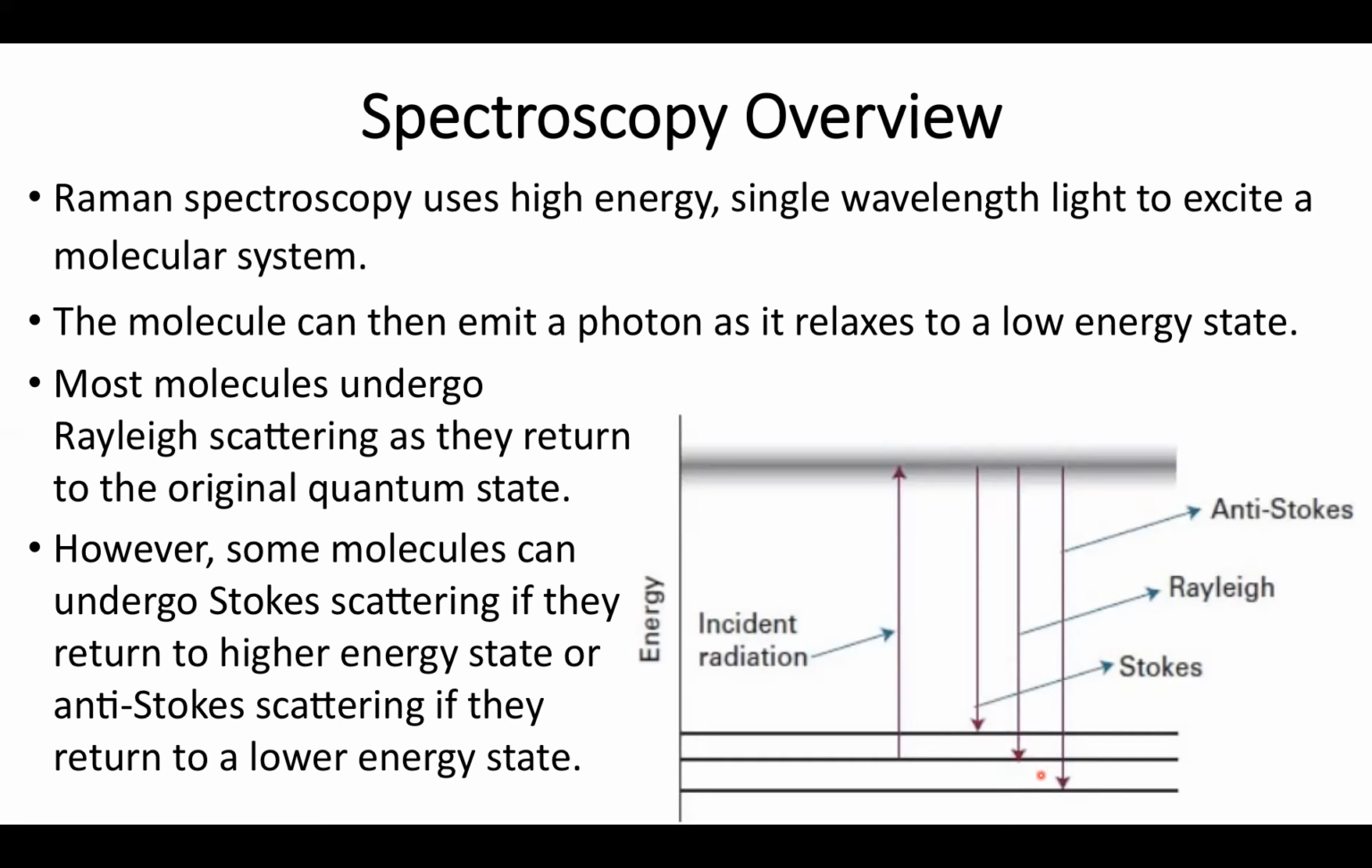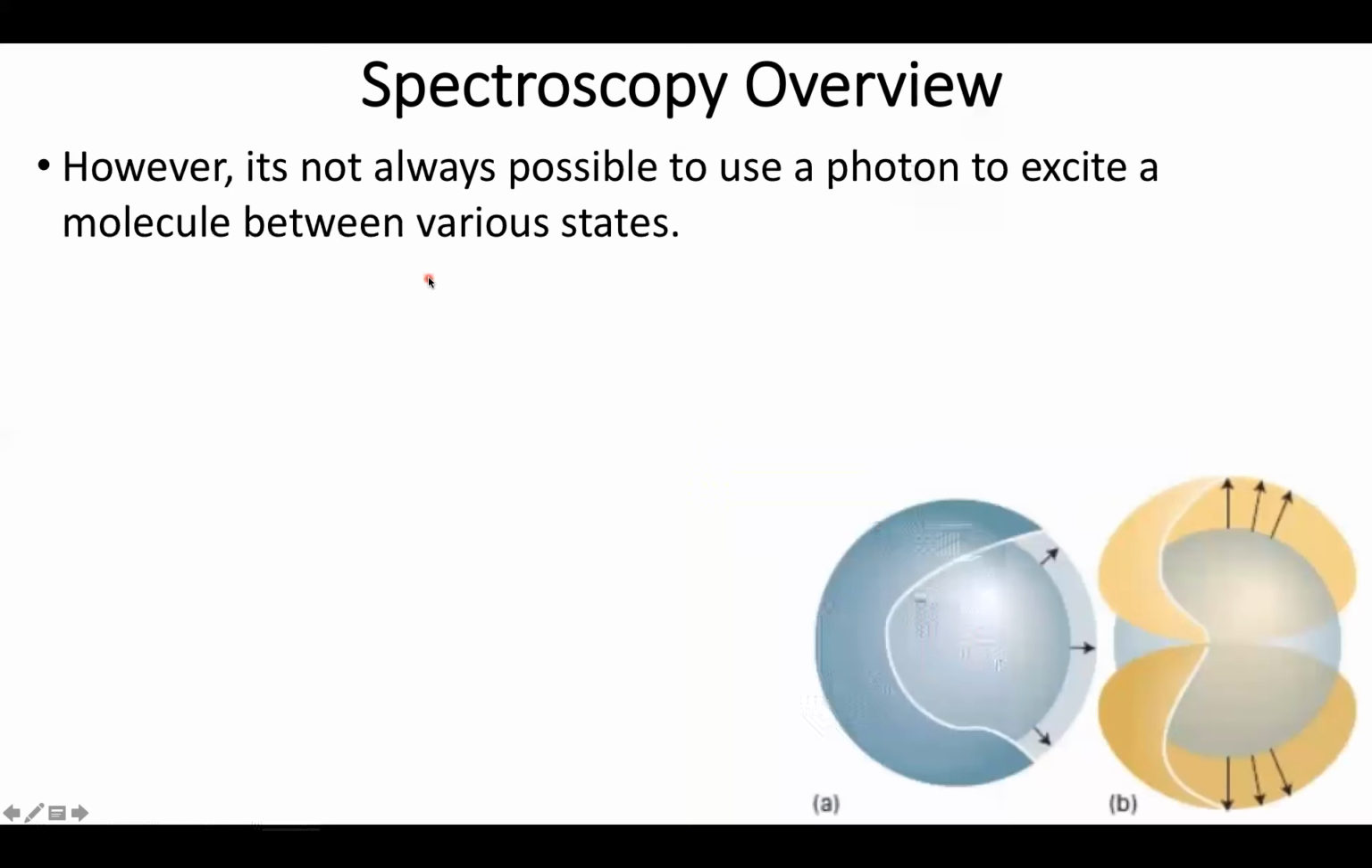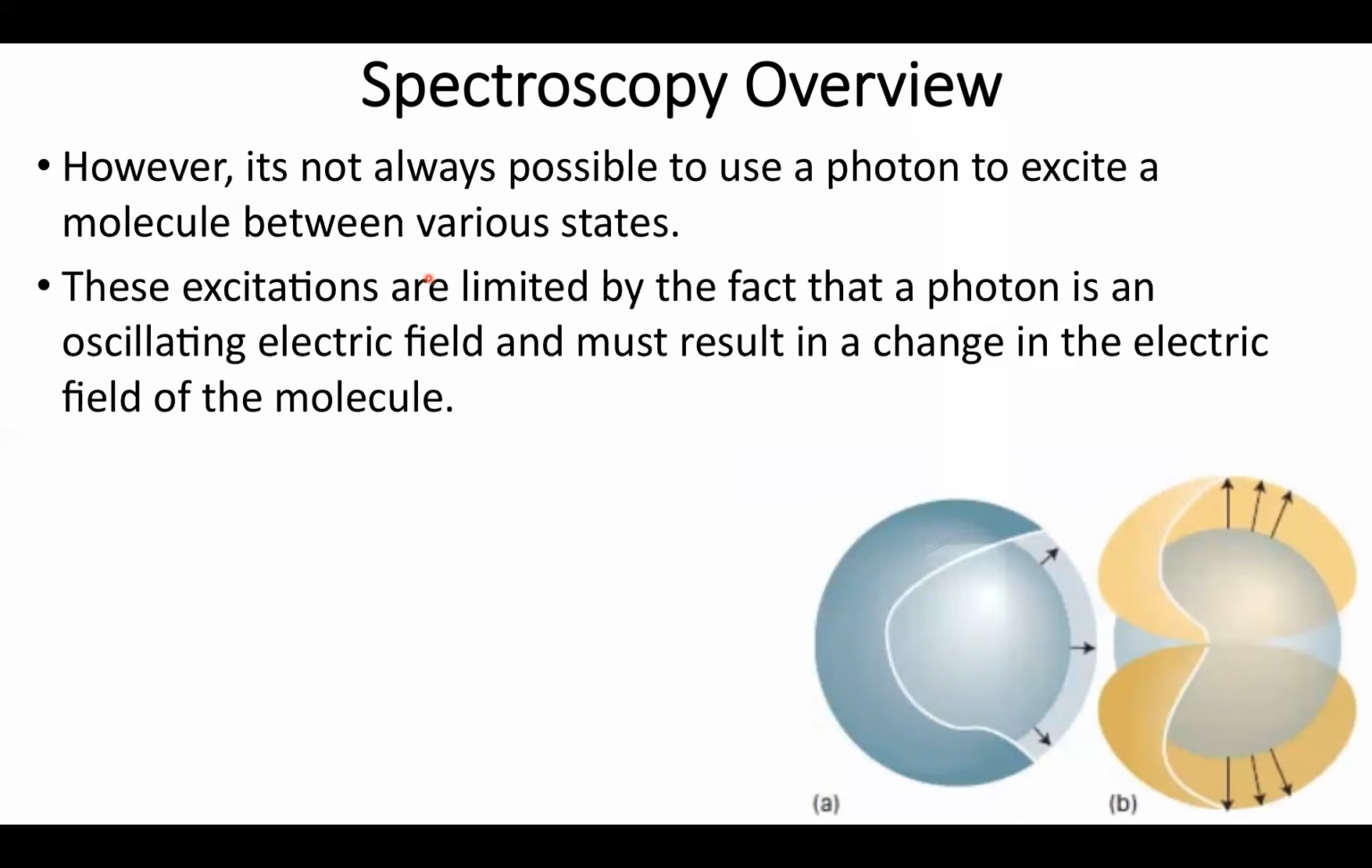And one of the reasons why Raman spectroscopy can actually be a lot more useful than simple absorption spectroscopy is because it's not always possible to perform certain types of spectroscopy on certain types of molecules. Because we have to go ahead and revisit our good old friend symmetry and realize that a lot of our excitations are going to be limited by the fact that a photon is an oscillating electric field, and comes in with its own sort of oscillating symmetry.